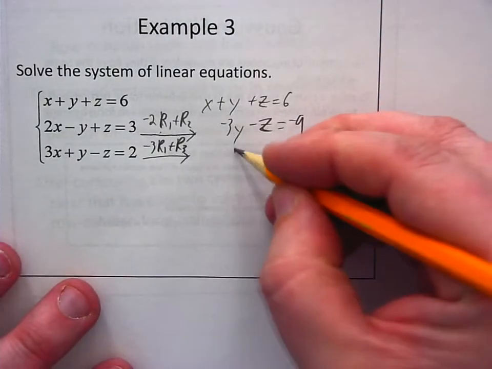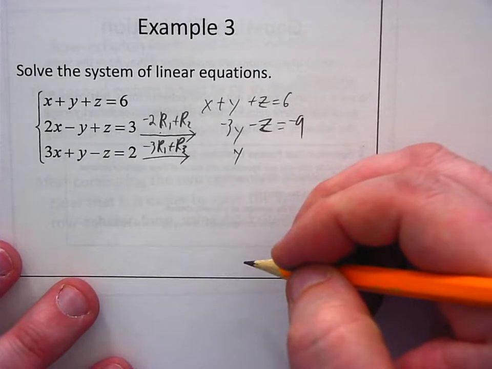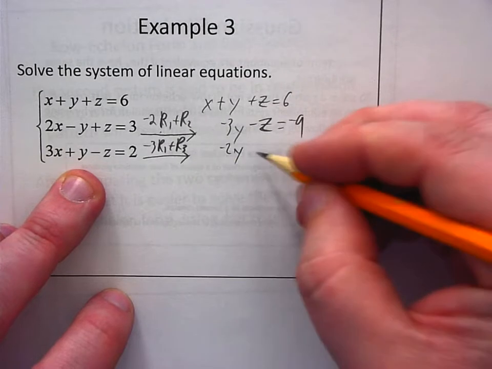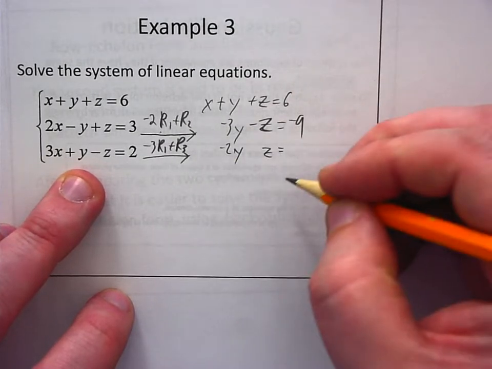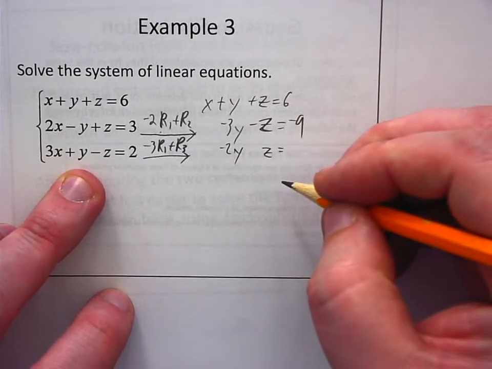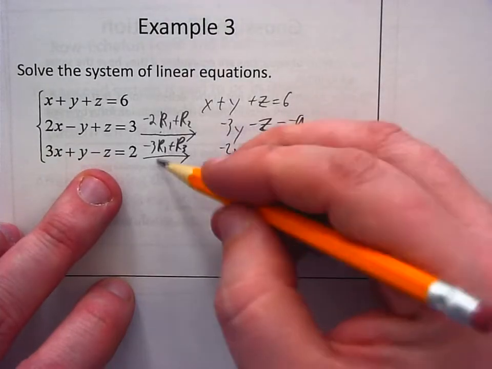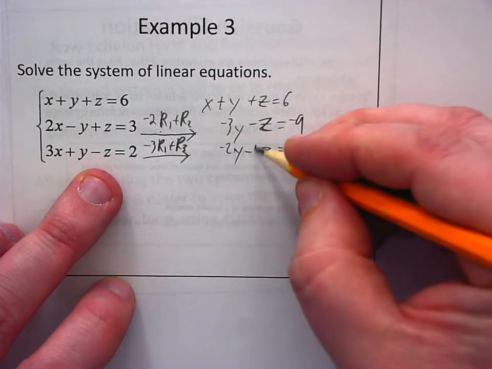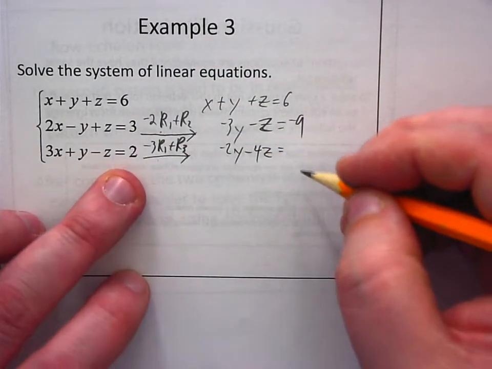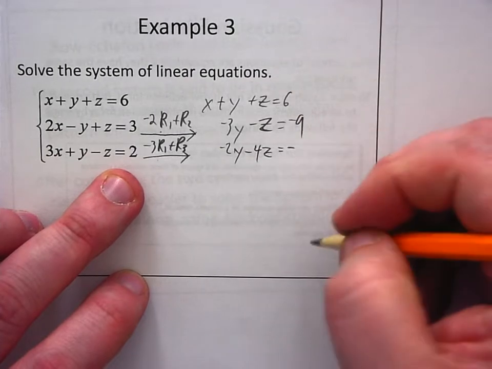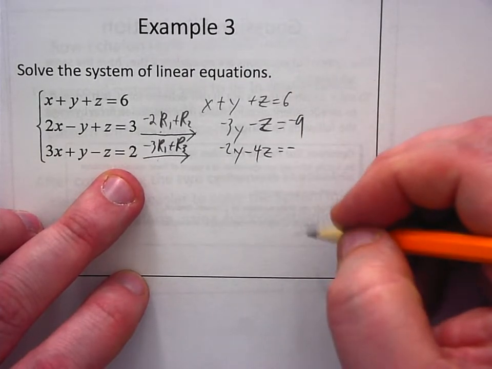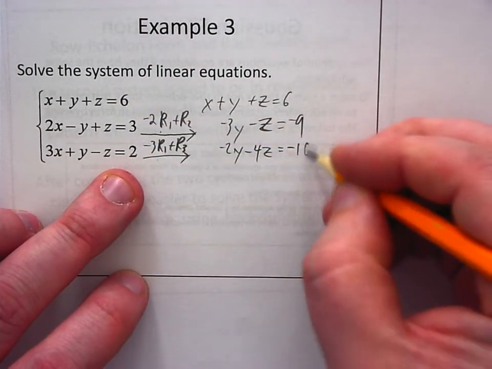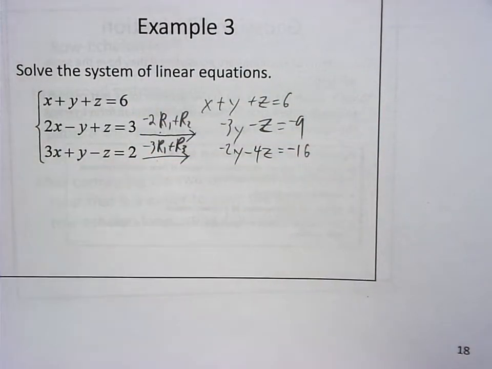What do I get on the coefficient for y? Yeah, negative 3y plus 1y is negative 2y. What about on the z? Yeah, that'll be negative 3z plus negative z is going to be negative 4z. And for the constant? Negative 16. Negative 3 times 6 gives you negative 18 plus 2, negative 16.